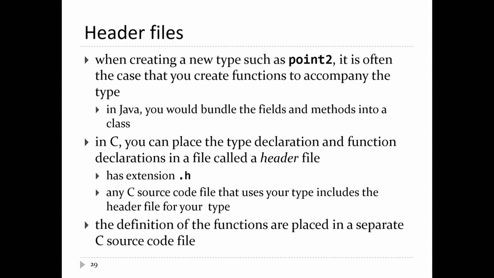C doesn't have the class mechanism, and so what you do is you separate the declaration of the features from the implementation of the features. The declaration of the features goes into the header file, and typically that header file has a .h extension. Any C source code file that wants to use your data type would just include the header file and then link to the library that you provide. Your definitions of the functions go into a separate C source code file.